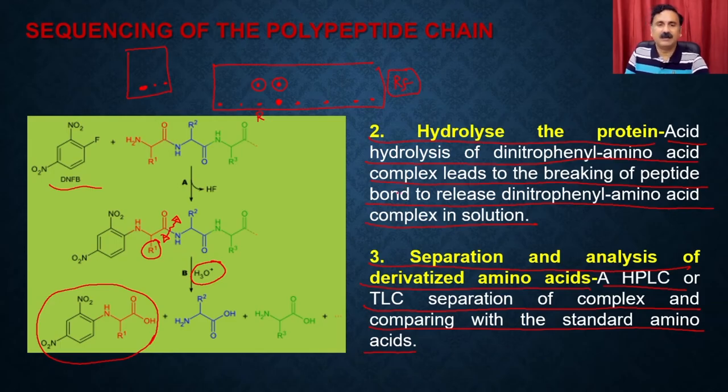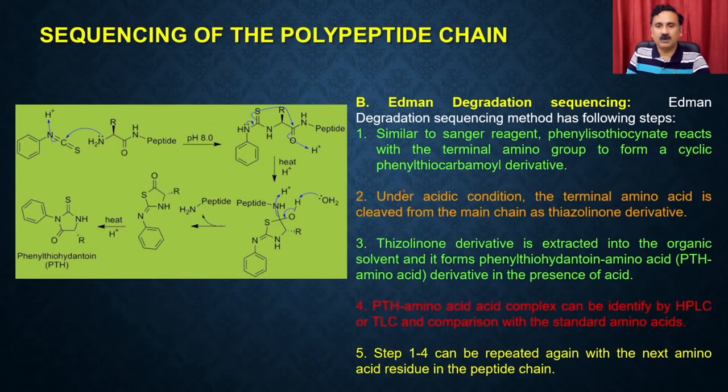So, this is about how you can use Sanger's method to sequence proteins. Now, if you talk about the Edman degradation method, it also has similar steps. Similar to the Sanger reagent, the reagents are different. Here you are going to use phenyl isothiocyanate, which reacts with the terminal amino group to form a cyclized phenyl thiocarbamoyl derivative. When it reacts with the terminal R1 group on the peptide, it forms a cyclized product.